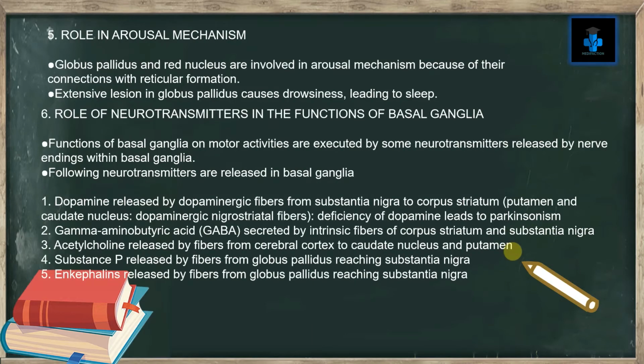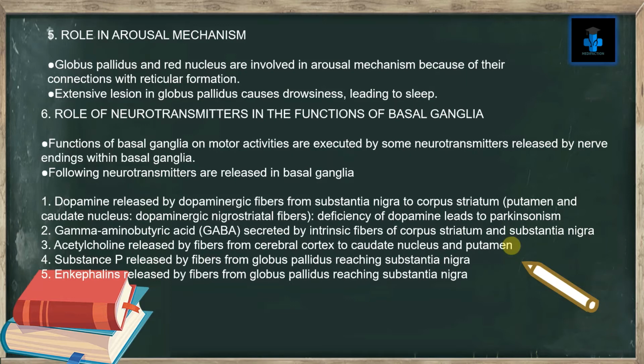Role in arousal mechanism. Globus pallidus and red nucleus are involved in arousal mechanism because of their connections with reticular formation. Extensive lesion in globus pallidus causes drowsiness leading to sleep.